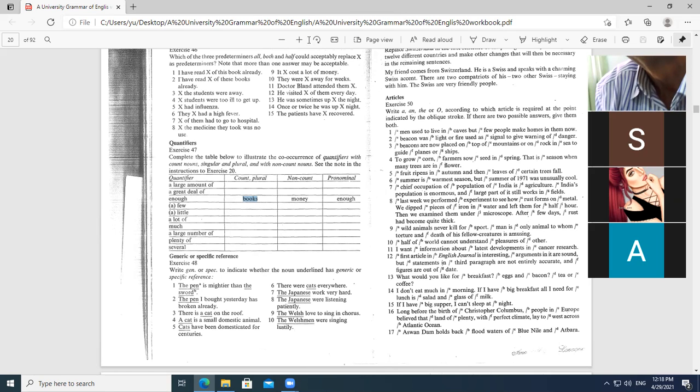I don't eat much in the morning. If I have a big breakfast, all I need for lunch is salad and a glass of milk. Here we have an indefinite article with big breakfast. For lunch, zero article. Salad, zero article, and a glass of milk: a is the article, milk is zero article. Yes.